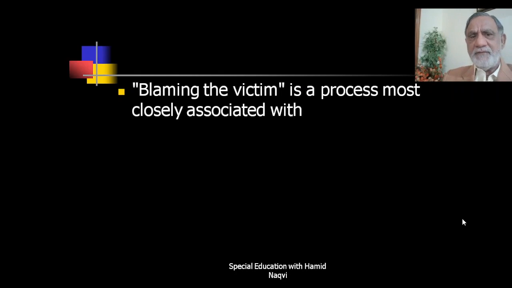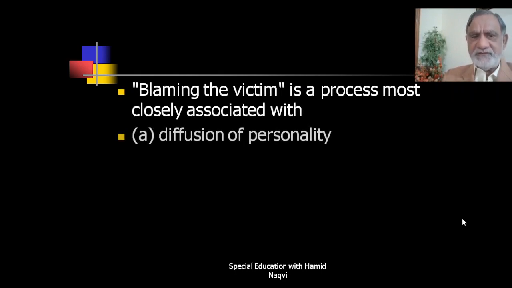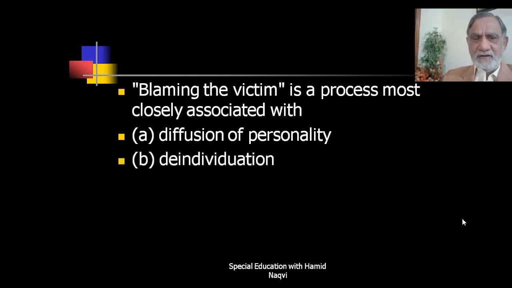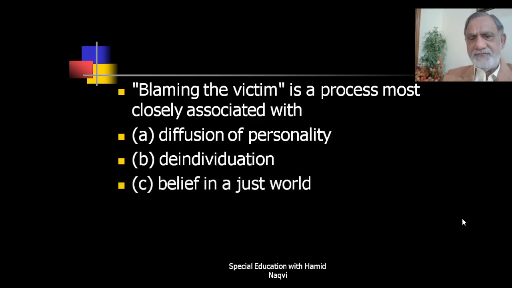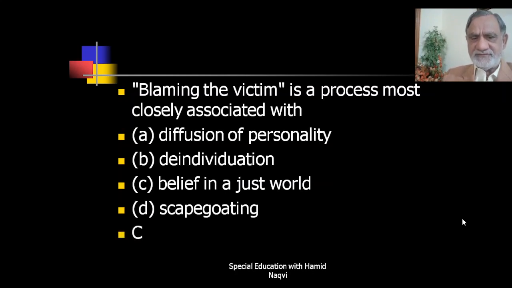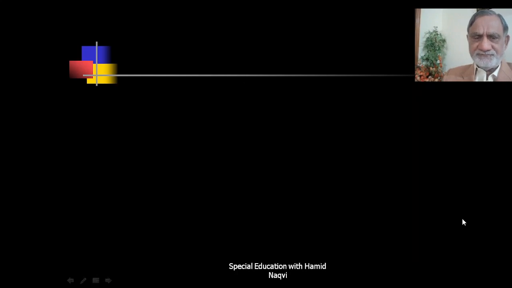Next, blaming the victim is a process most closely associated with diffusion of personality, de-individuation, belief in a just world, or scapegoating. Answer is C, that is belief in a just world.